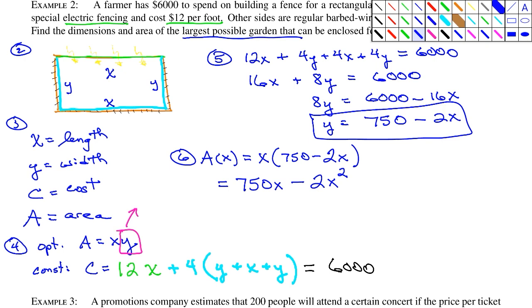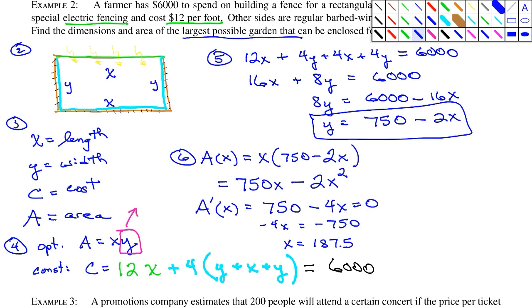We need to find our critical values, so let's take a derivative. So we get 750 minus 4x, set that equal to 0. And we get x is equal to 187.5.